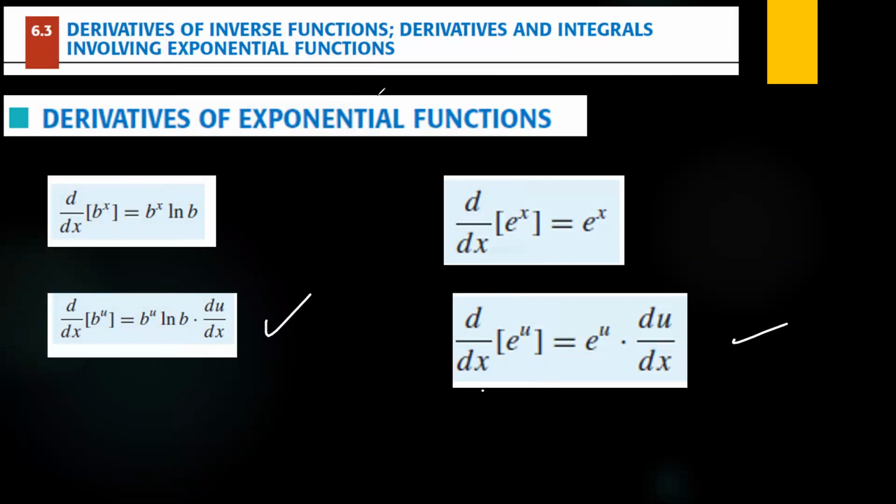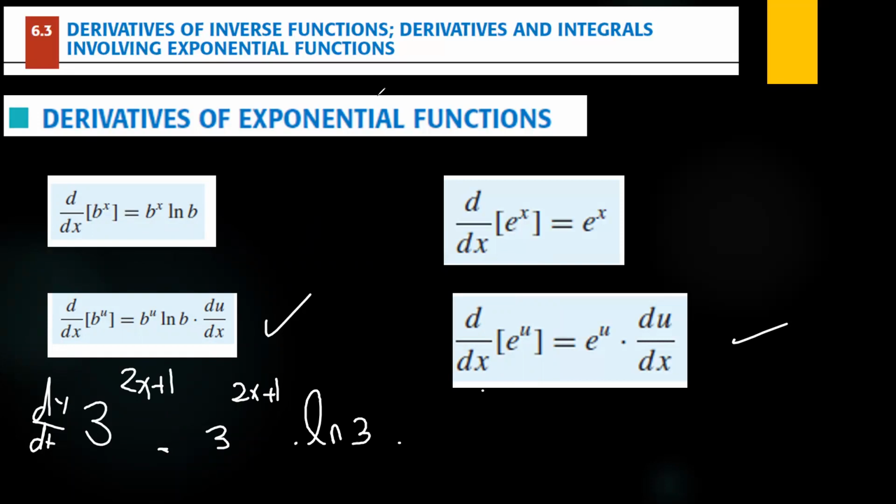The derivative of b to the power u, as an example, 3 to the power 2x plus 1. What is its derivative? You have to say it is 3 to the power 2x plus 1 times ln of 3 times the derivative of 2x plus 1, which is 2. So the answer will be 2 times 3 to the power 2x plus 1 times ln 3. Don't multiply 2 times 3, because the 3 here is raised to a power, so you cannot multiply it by 2.